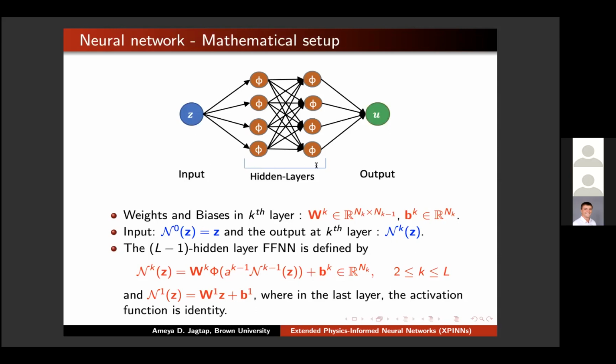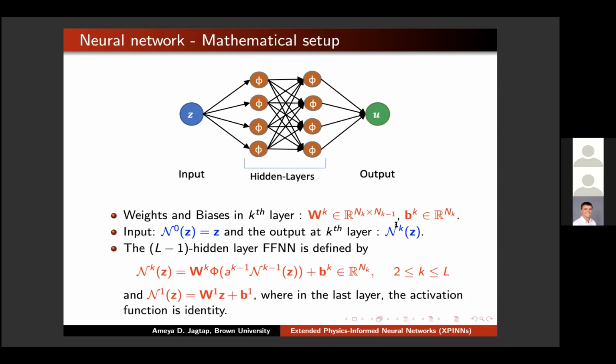This is a typical feed-forward neural network with two hidden layers. z is my input, u is my output, and phi is my activation function. The weights and biases in the kth layer are denoted by W_k and b_k, where the input is given by this term here, and the output at the kth layer is given by this term.